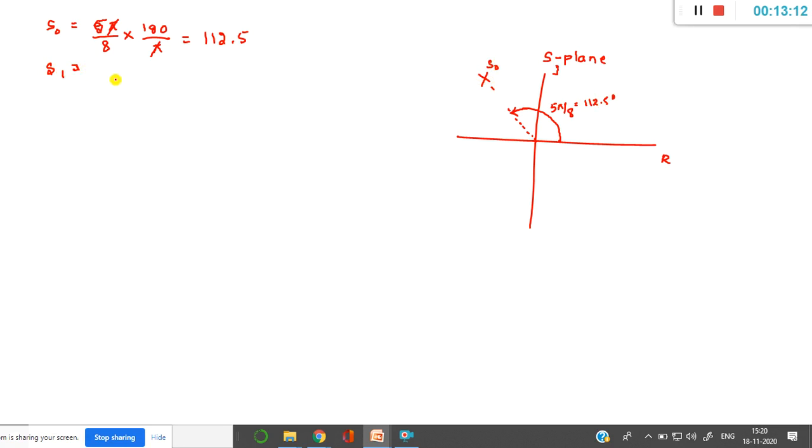Is this clear? Now similarly S1 exists at 7 pi by 8. What is its equivalent value? 7 pi by 8. So where does it appear to be?